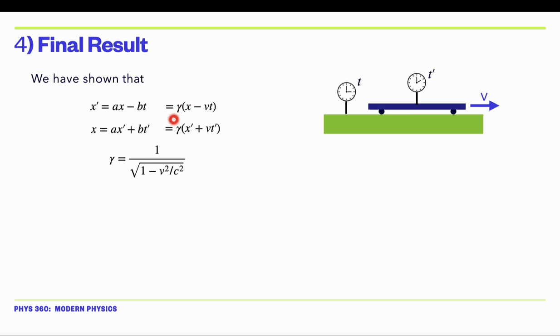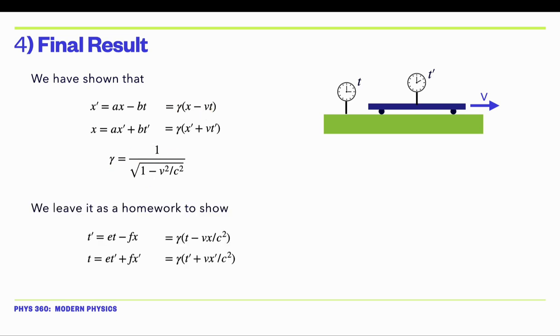So these two equations right here are two of our Lorentz transformations given that gamma factor. I'll leave it as homework to show, through a very similar calculation, that you can do something similar for the t prime and the t equations. So the t prime equation looks like this. The t one looks like that.